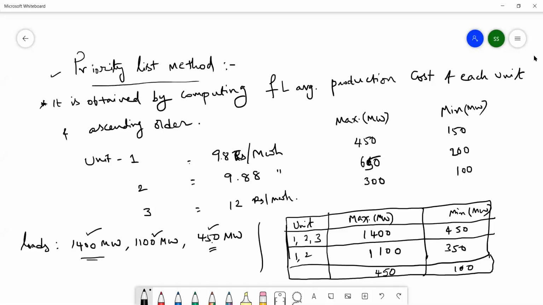Right, very good. So unit 1 is enough. Even if it is 150 also, unit 1 is enough, the minimum, right? So that's why here I mentioned 100, right? Even if it is 150, you can operate only unit 1, because unit 1 is a maximum 450, minimum 150. So here it is meeting maximum 450 and minimum 100.